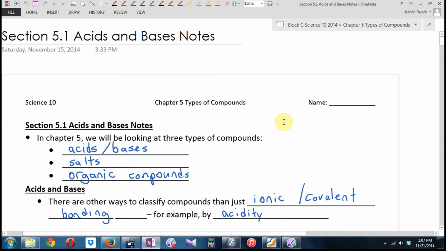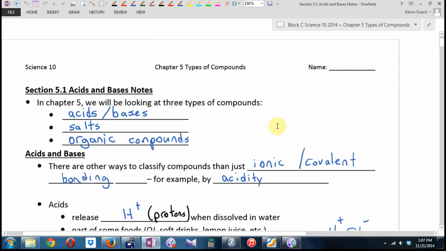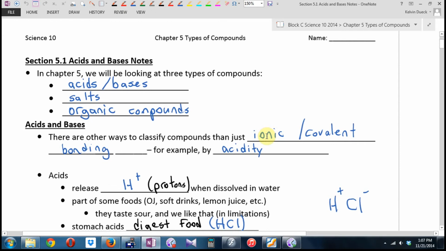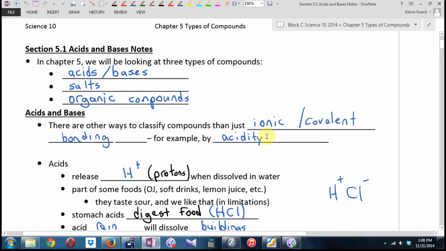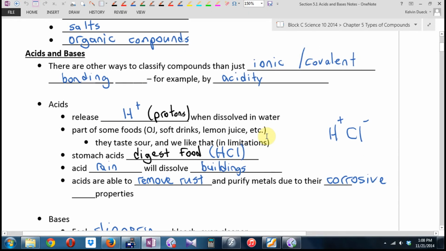And for the next lesson, we're talking about acids and bases. We said there are other ways to classify things other than the most fundamental, ionic or covalent. You can classify them as to the type of compound they are. And one of the ways is by acidity. Acids, it turns out, and we watched a little video, release protons.